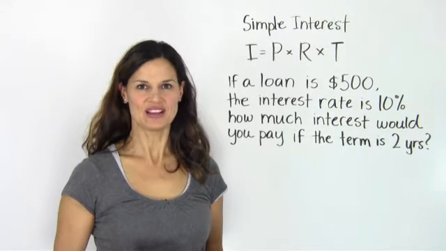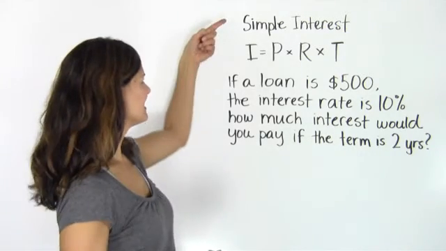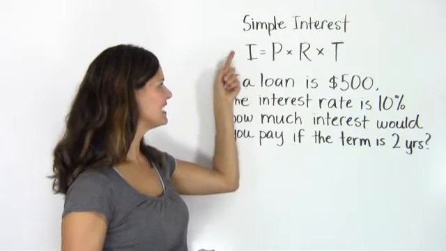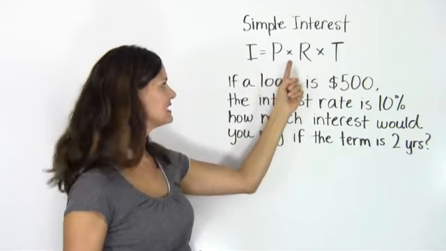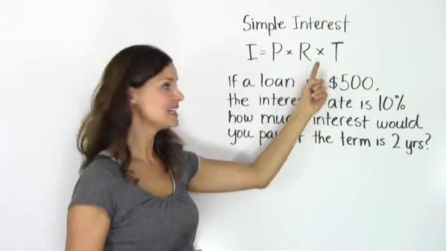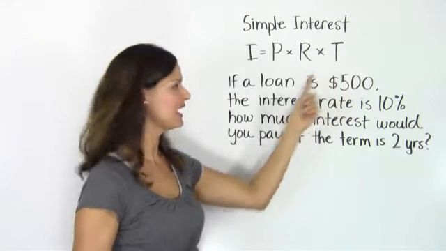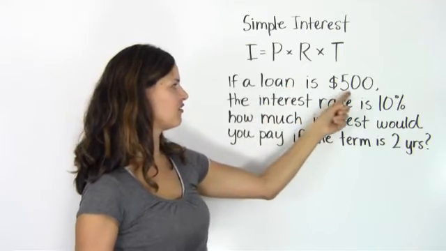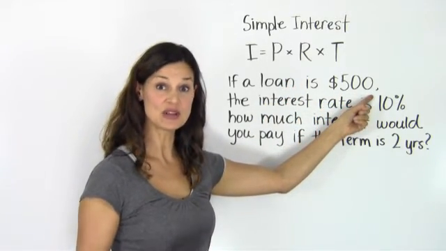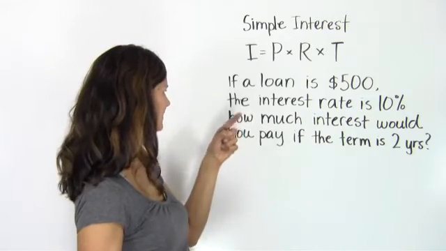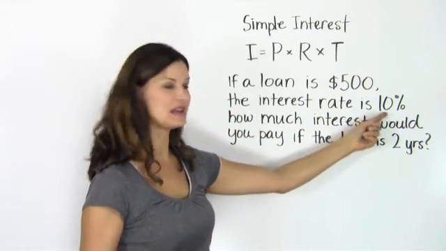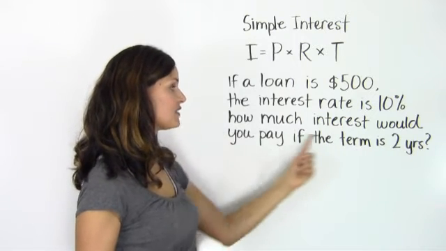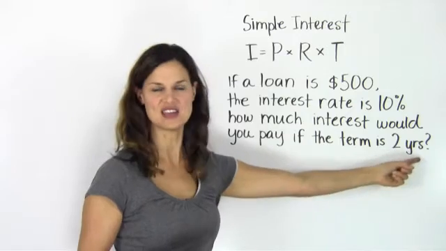Let's look at an example calculating simple interest. First of all, I want to look at my formula for simple interest. It's going to be my principal times the interest rate times the term. So here's an example of a problem. If a loan is $500, that's my principal, the original amount loaned, and the interest rate is 10%, how much interest would you pay if the term is 2 years?